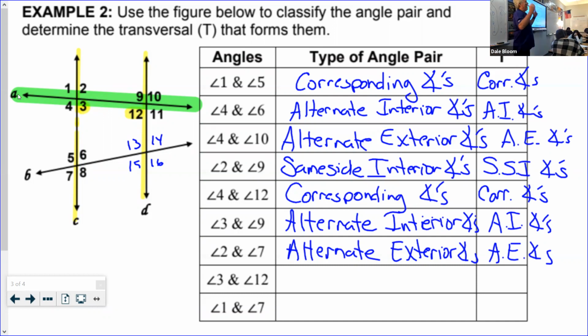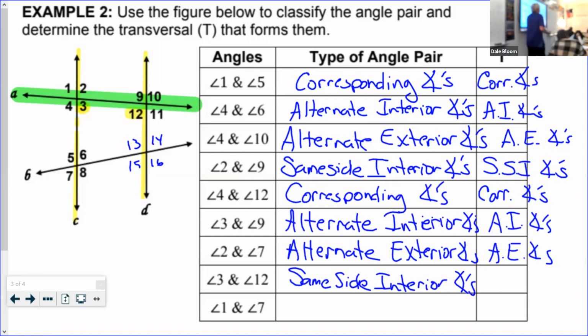So these are same side. What else are they, Christian? Interior. They're same side interior angles. And that's going to be SSI.